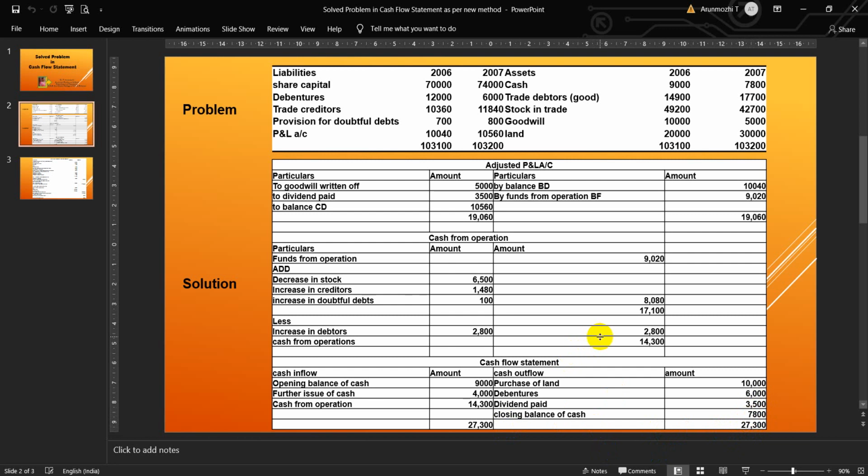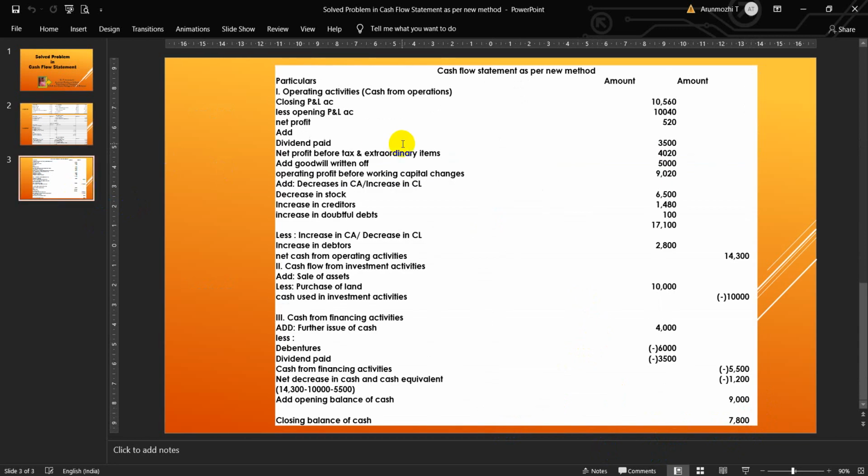These are the basic sums. Adjusted P&L account we prepare, cash from operation and cash flow statement. Now we move on to the AS 3 accounting standard method. It is a new method. It goes with the operating activities. Second, cash flow from investment activities. And third, financing activities. Always, in my previous videos also, I have classified it as operating activities, investment activities and financing activities.